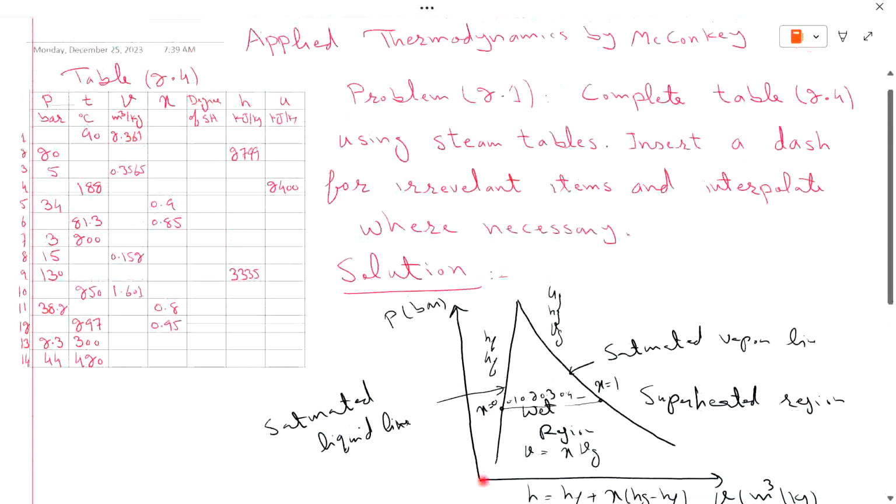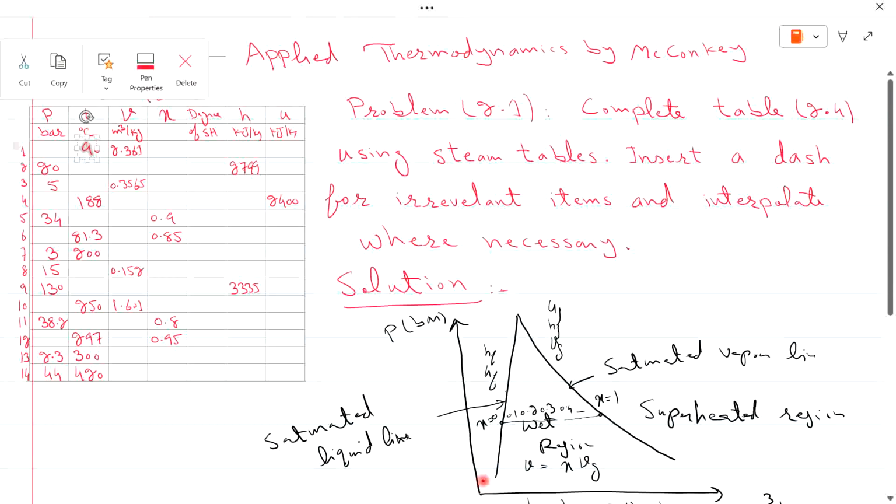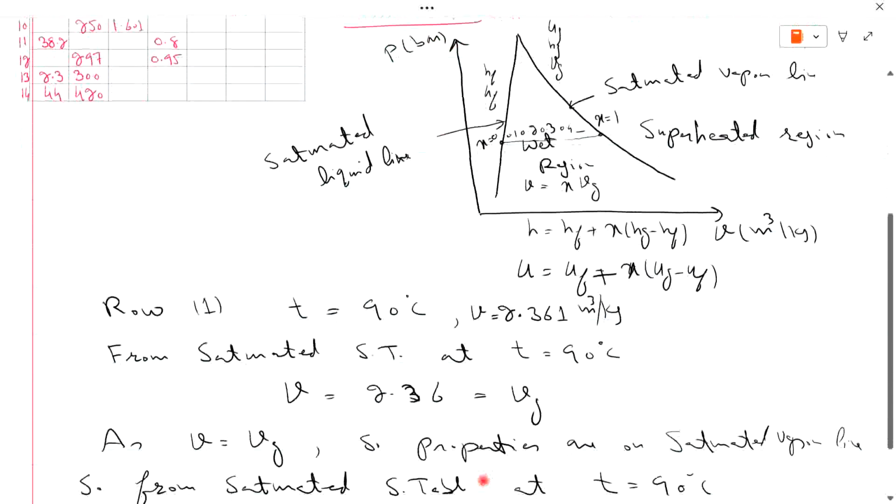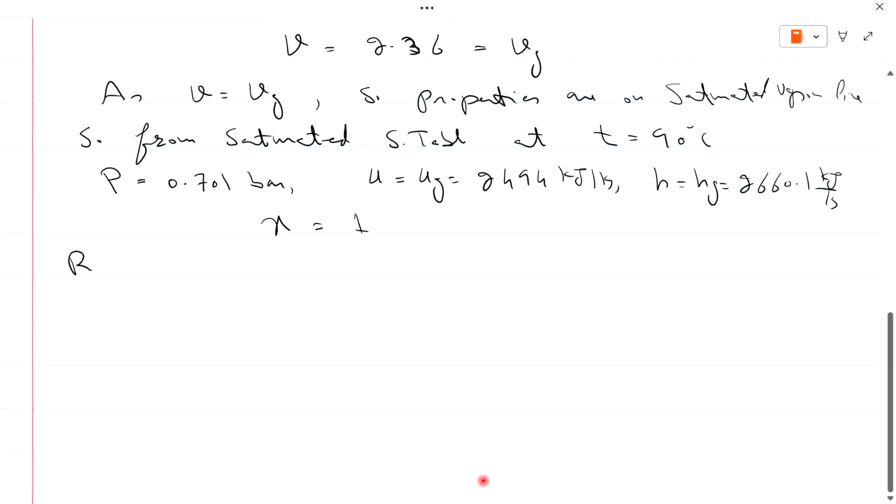So put these values here in the table. Pressure is 0.701, dryness fraction is 1, degree of superheat is not defined in the wet region because we define degree of superheat in the superheated region, and enthalpy is 2660.1, and specific internal energy is 2494 kilojoule per kg. Now we solve row number 2.